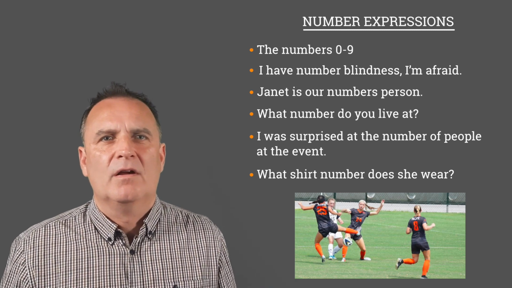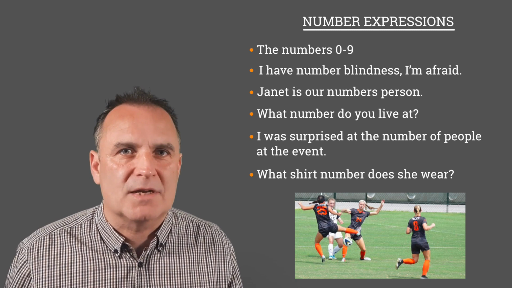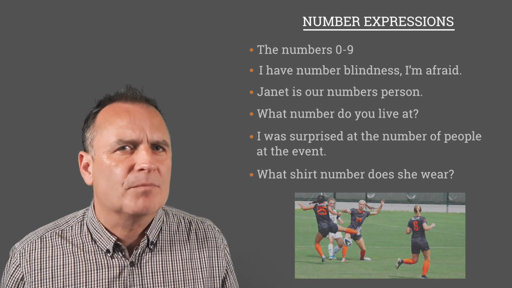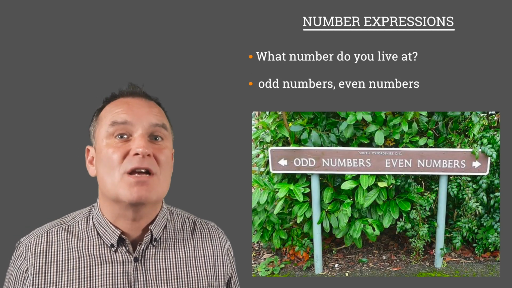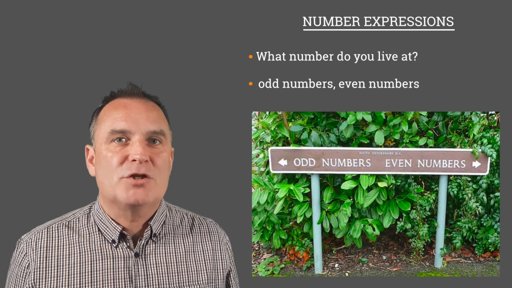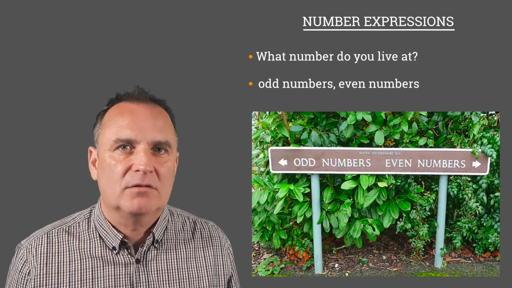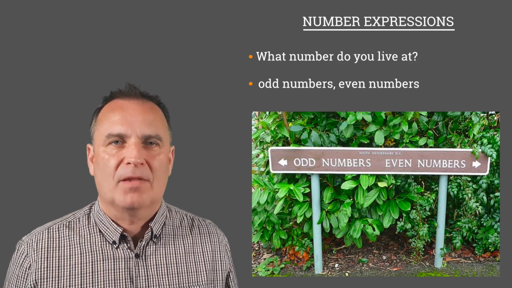Okay. Of course, numbers represent players in a football team, for example. You might say, what shirt number does she wear? A particular use of numbers, of course, is in addresses. We just mentioned the postcode. That's normally an alphanumeric code, so a mixture of letters and numbers, in the UK at least.